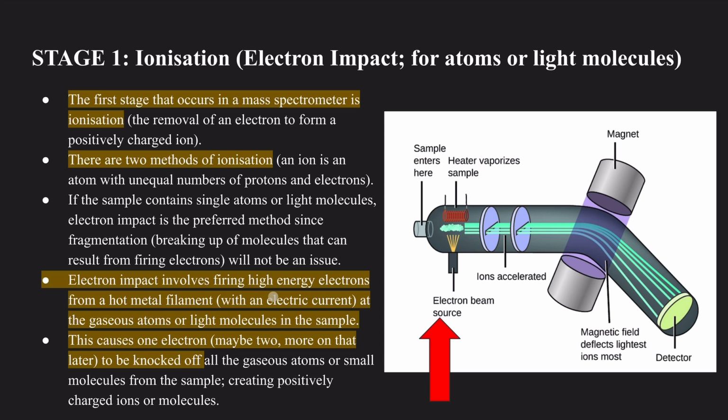Electron impact involves firing high energy electrons from a hot metal filament. This hot metal filament has an electric current passing through it, right? And that's where the electrons come from ultimately. These high energy electrons are fired at the gaseous atoms or the light molecules in the sample, and this causes one electron. There may be two electrons, and we'll talk about why that may happen, but usually just one electron will be knocked off all the gaseous atoms or small molecules from the sample, and this creates positively charged ions or positively charged molecules.